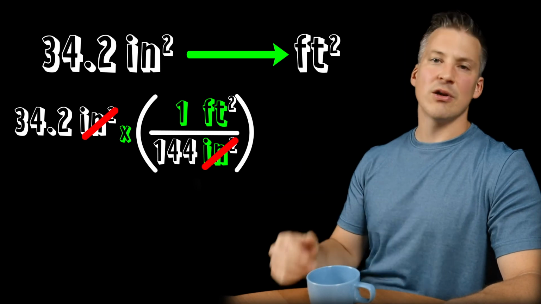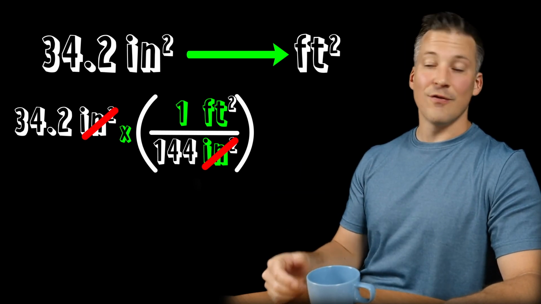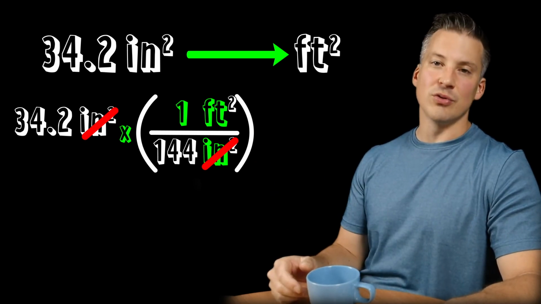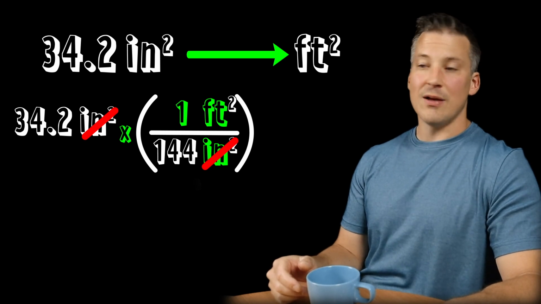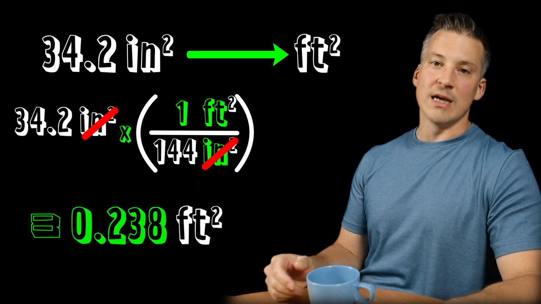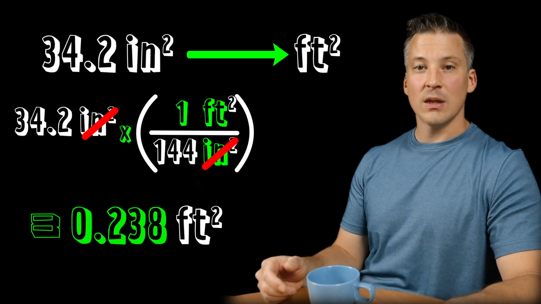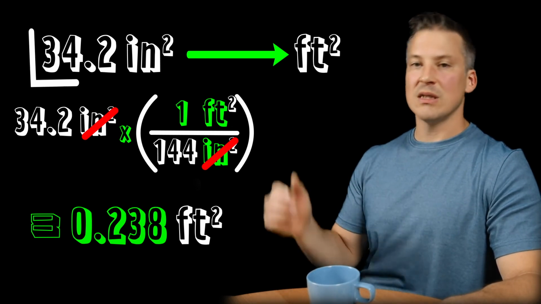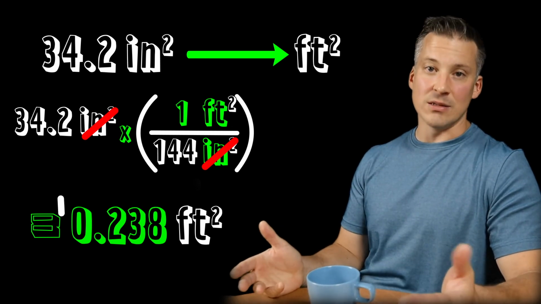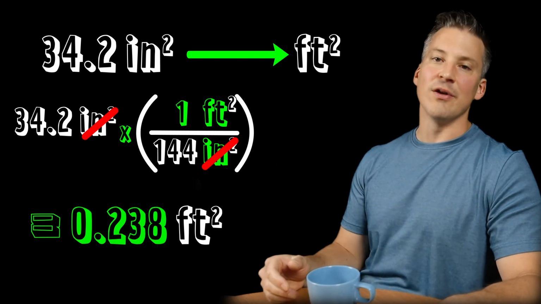So now I can just do the calculation. So it's basically 34.2 divided by the 144. And that gets us about 0.238 feet squared. Now remember, if I started with 3 significant figures, then I should end with 3 significant figures. So that's why the value there is rounded.